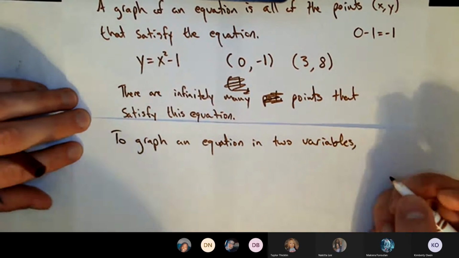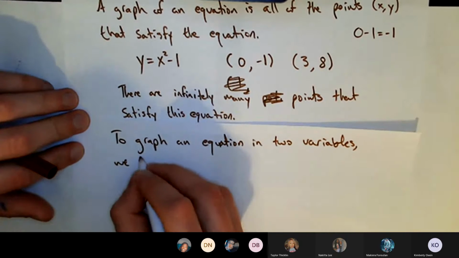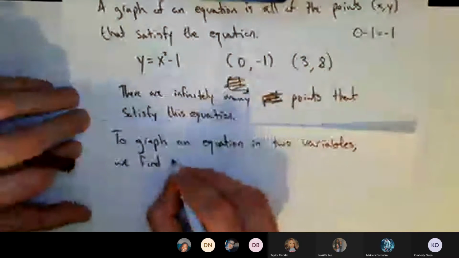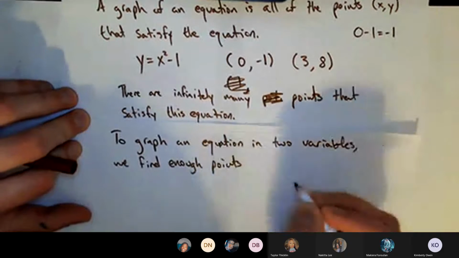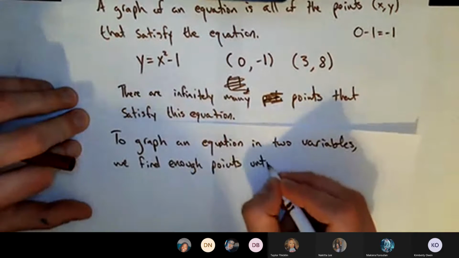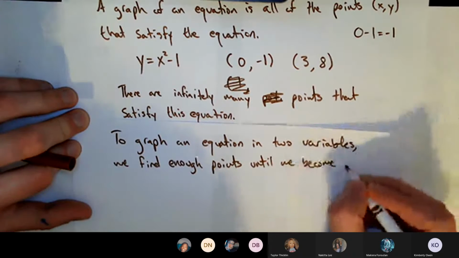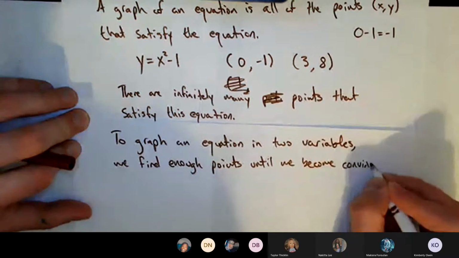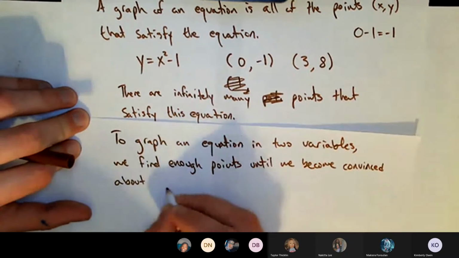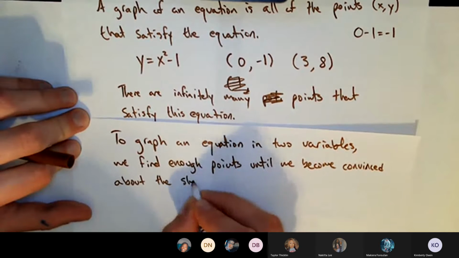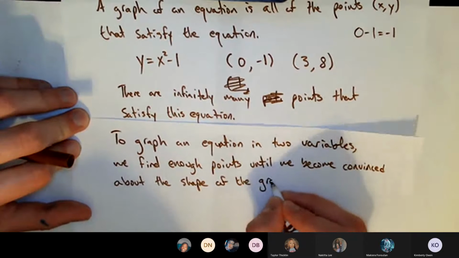To graph an equation in 2 variables, we find enough points until we become convinced about the shape of the graph.